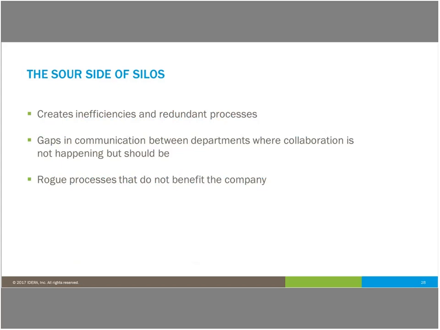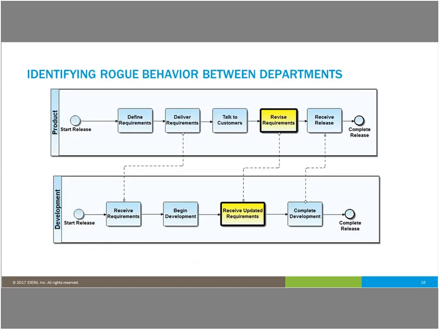So in this case, I'm going to talk about rogue processes that do not benefit the company. And in this case, if you've gone through your process and you've started talking to, in this case, we're going to deal with product and development. I try to change them up because I don't want to pick on one particular department or another one. But in this case, the product goes through its release, you define the requirements, you deliver the requirements. It goes to development, who then receives the requirements, and they begin development.